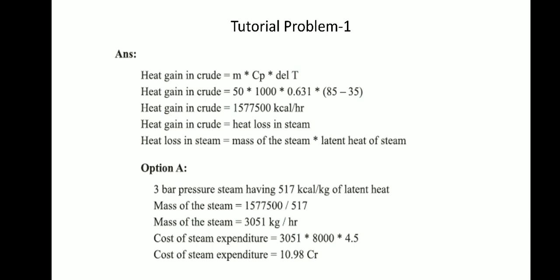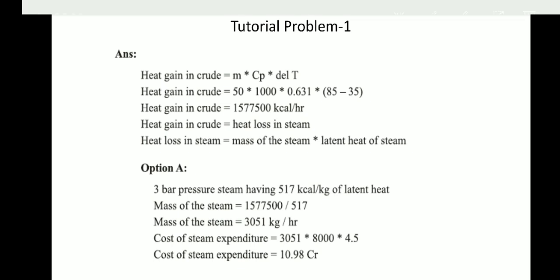Then heat gain in crude oil is m Cp del T. Cp is the specific heat of crude oil, which is given. Del T means temperature change. Then we get 1577,500 kilocalories per hour. Heat gain in crude oil is heat loss in steam, which is the concept of the heat exchanging process. Therefore, heat loss in steam is equal to mass of steam into latent heat of steam. Because here the steam releases its heat to the crude oil and the steam is converted to liquid. Therefore, the process is a latent heating process or latent cooling process. Therefore, the heat loss in the steam is mass of steam into latent heat of steam.